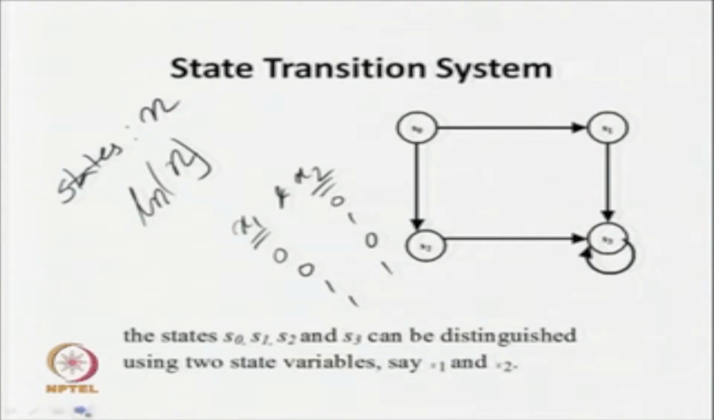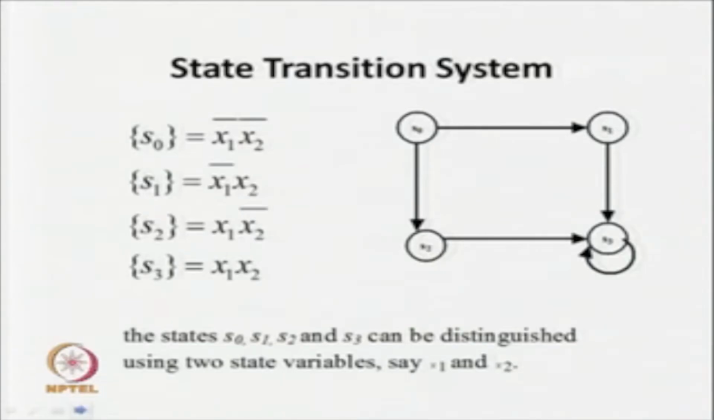Okay. So now with the help of these state variables, the state S0 will be represented by x1 bar, x2 bar. That means when both are 0 0, we represent the state S0. S1 will be x1 bar, x2. That means this is your 0 1 state encoding. S2 is x1, x2 bar. That means the state encoding is 1 0, and S3 is x1, x2. That means the state variables are 1 1. Then we can say that these are the encodings for the states, including S3.